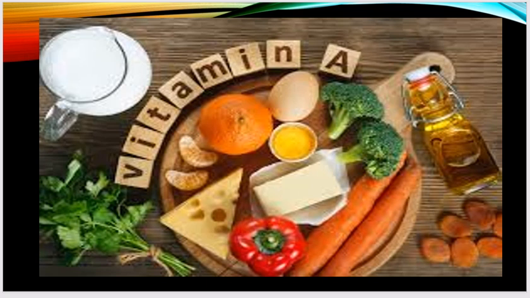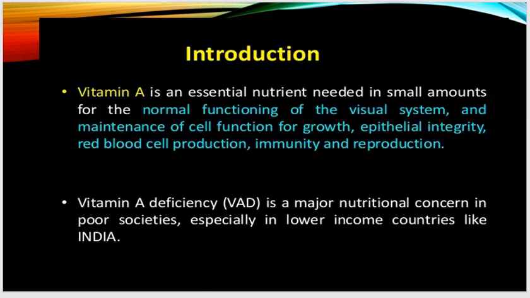Starting with the first fat soluble vitamin, that is vitamin A. Vitamin A is an essential nutrient which is needed in small amount for the normal functioning of the visual system, maintenance of the cell functions for growth, epithelial integrity, red blood cell production, immunity, and reproduction. The deficiency of vitamin A is a major nutritional concern in the poor societies, especially in the low income countries.